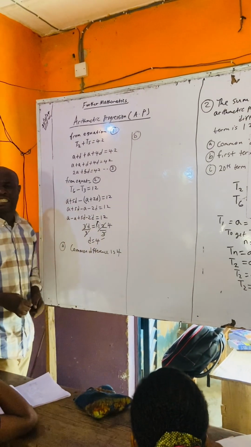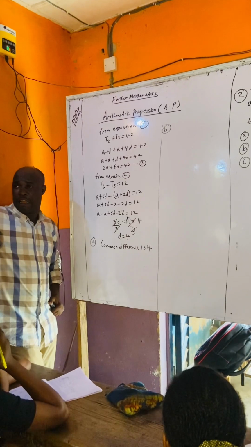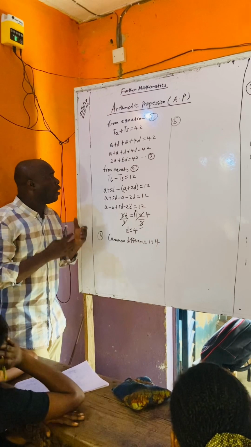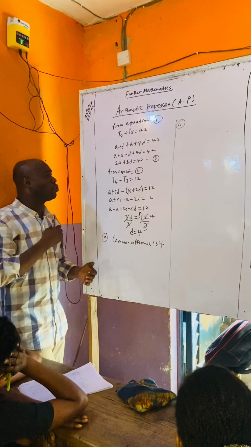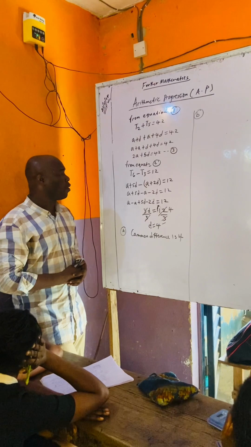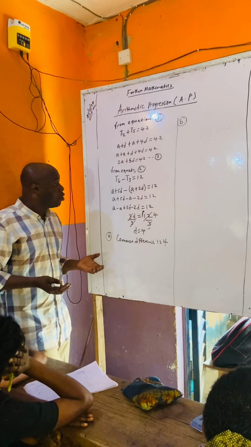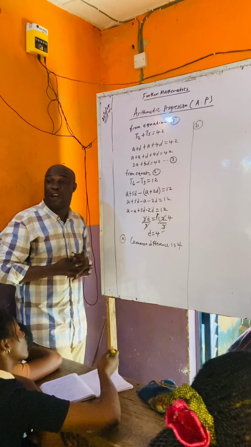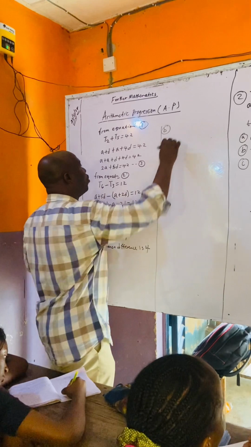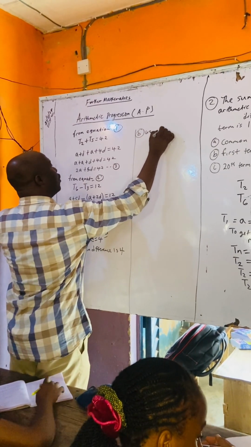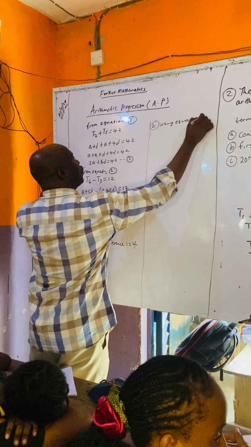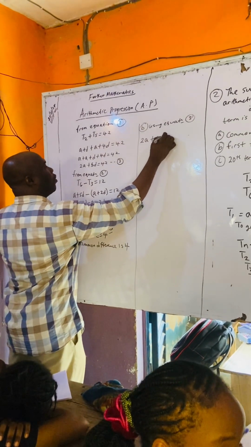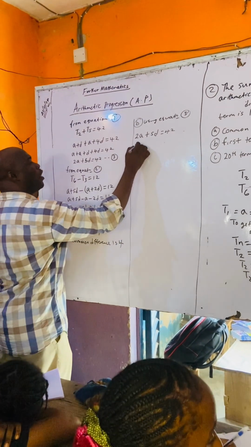Alright now, we need to go to the next one to get the value for the first term. The symbol for first term is what? Alright, so we have equation 3. I think we can use that equation 3 to get the value for a. So using equation 3, we have 2a plus 5d equal to 42.